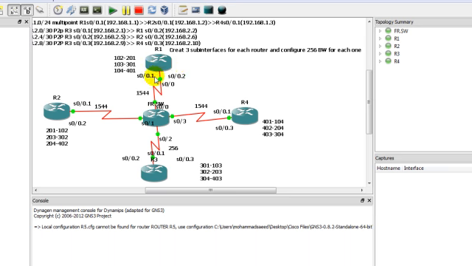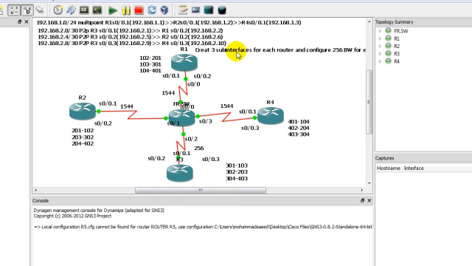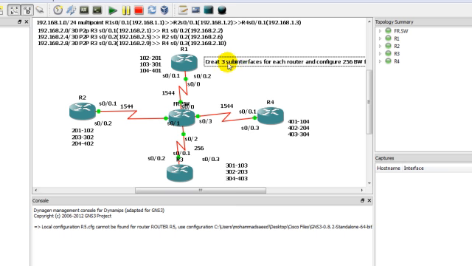I want to use multi-point and I want to use point-to-point. This option I don't want to use in my configuration here, so I want to hide it. My configuration here will be multi-point and point-to-point, so I want to use full mesh for this router.